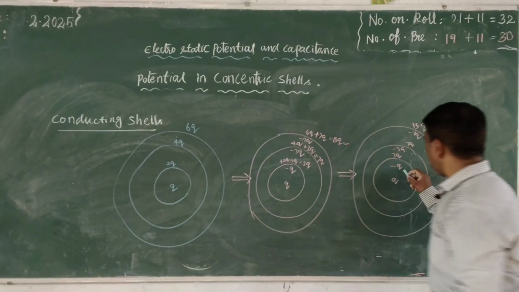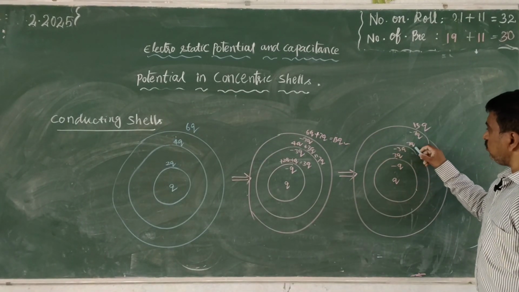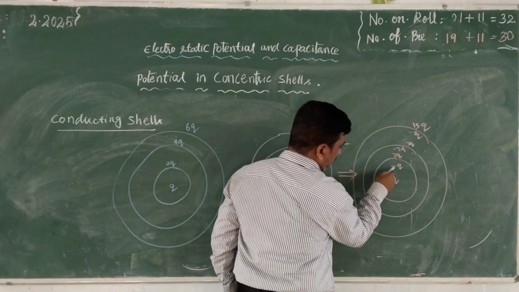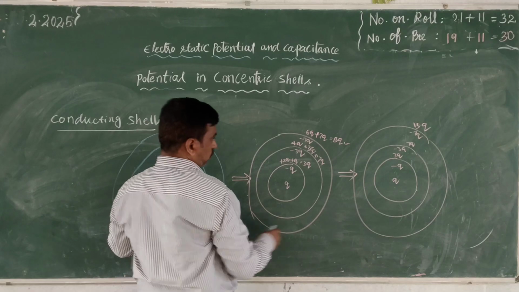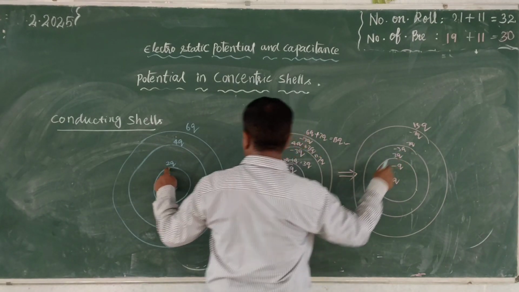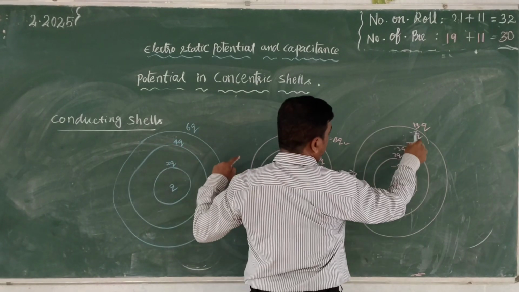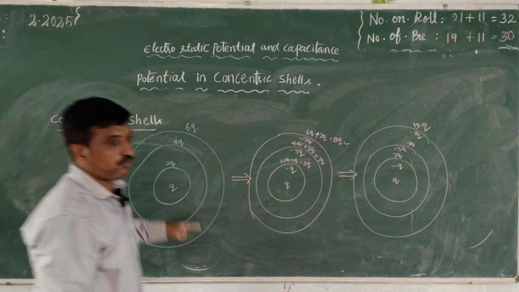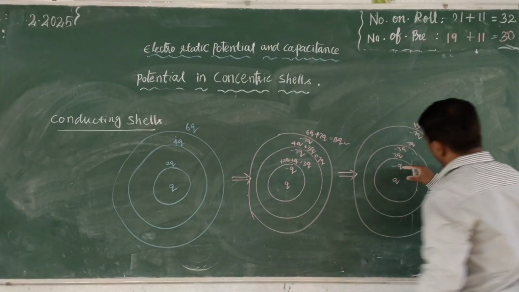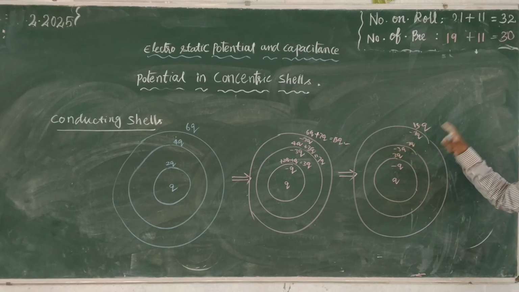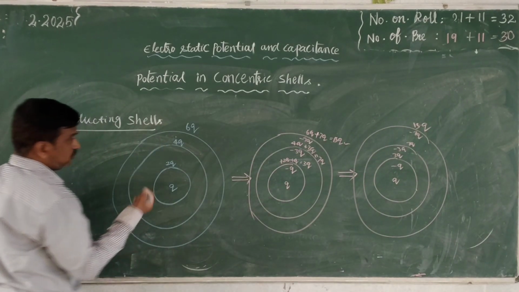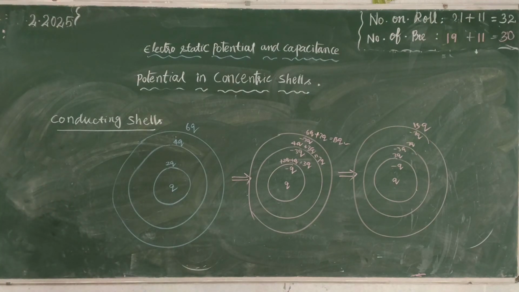So q minus q, plus 3q minus 3q, 7q minus 3q, 7q. Now we can add here, 3 minus q, so 2q, here 7 minus 3q, 4q, here 13 minus 7q, 6q. So this 2q, 4q, 6q will be distributed on the inner surface and outer surface, like this. Like this charge will be distributed on inside and outside surfaces in conducting shells. Conducting shells means thin shells.